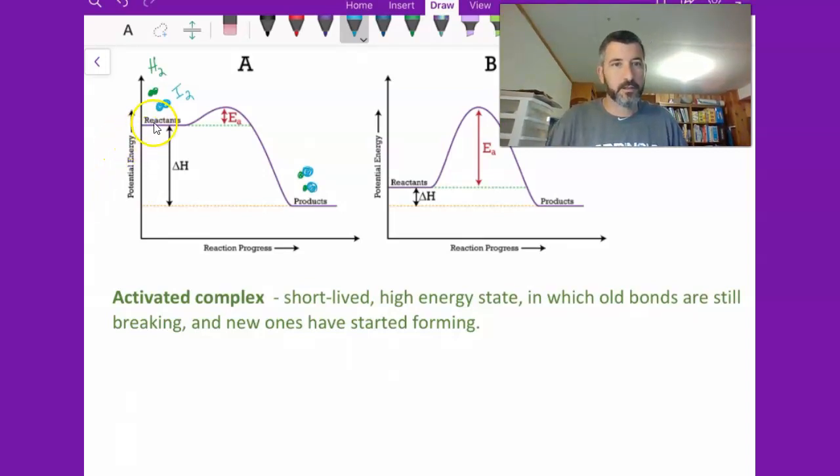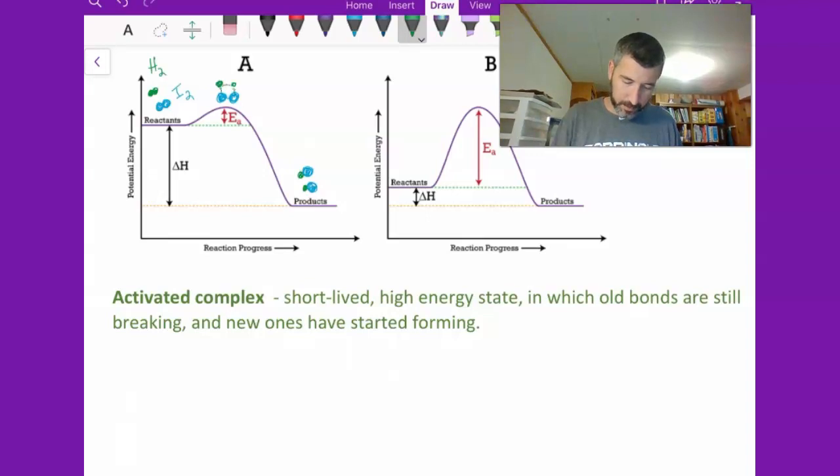So you can see what my reactants look like. You can see what my products look like. But what does the activated complex look like? Well, the activated complex would actually be these two molecules combined. The bonds between them are still breaking, and the new ones that are going to form these products have already started to form. So what is that going to look like? Well, the way we usually draw it is with dotted lines in between the atoms. I drew it kind of small, but this is the activated complex.